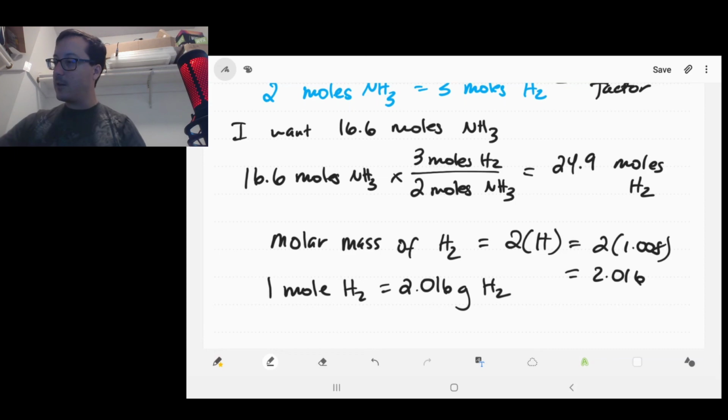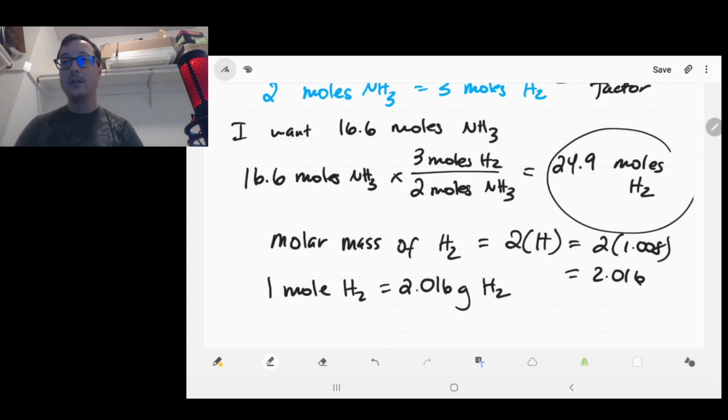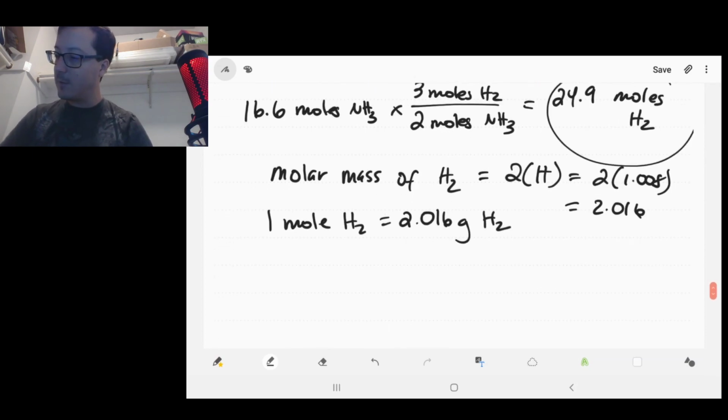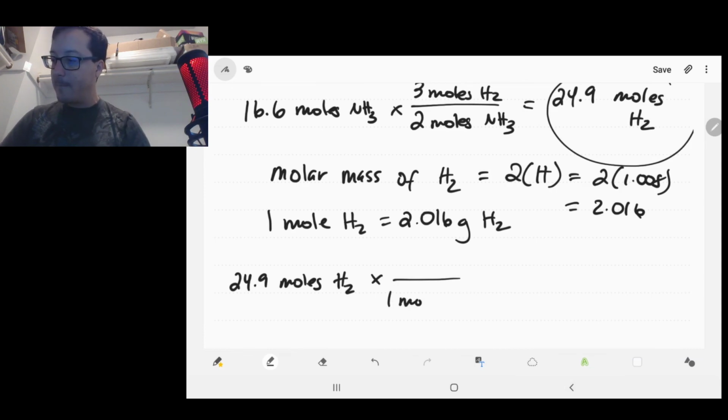And so now I've got this number of moles, and I can turn that into something useful. I can actually measure out the grams. I have a balance. I can do this. Yes, we can do it. We can say 24.9 moles of hydrogen. Again, moles of hydrogen goes on the bottom because we need those to cancel out. Our calculated molar mass goes on top.